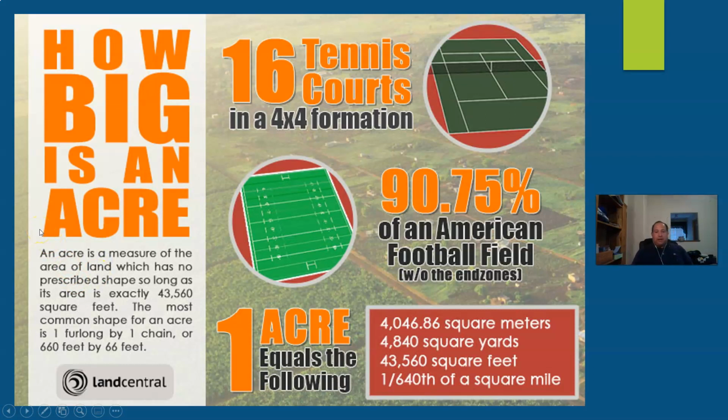So how big is an acre? So 90% of a football field, 16 tennis courts in a 4x4 formation. That gives you more of that kind of a square acre, or just the basic numbers that we've kind of talked about, 4,840 square yards, 43,560 square feet, or 1/640th of a square mile.